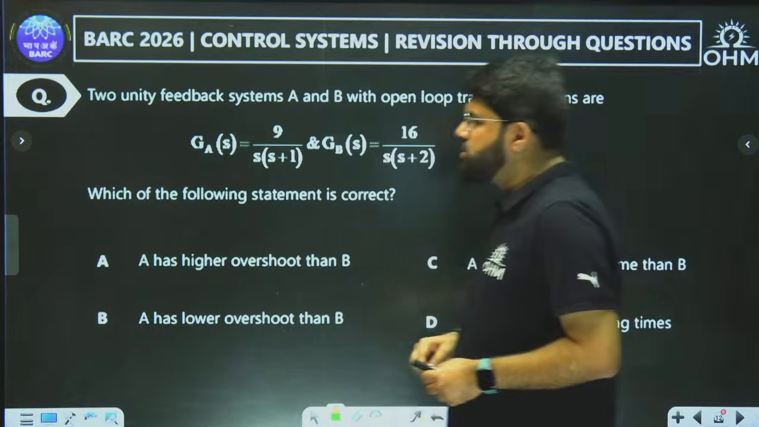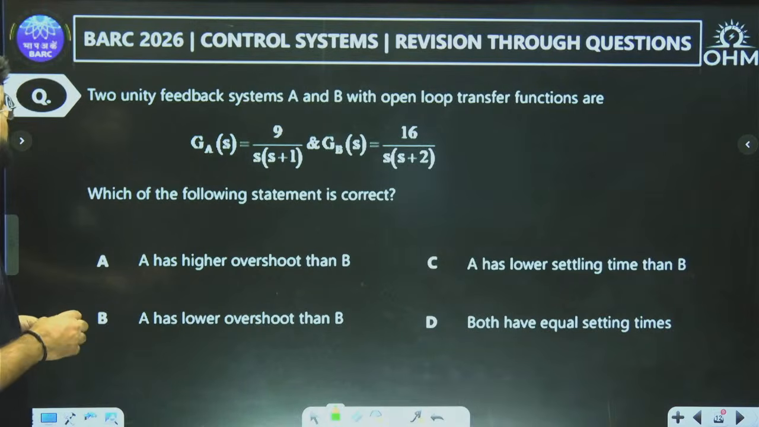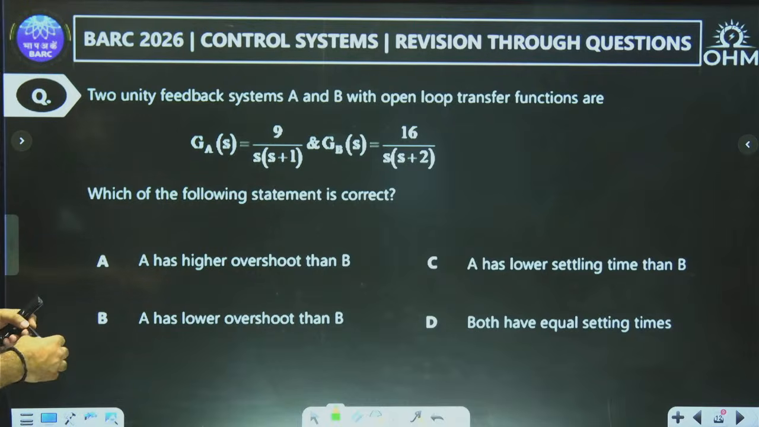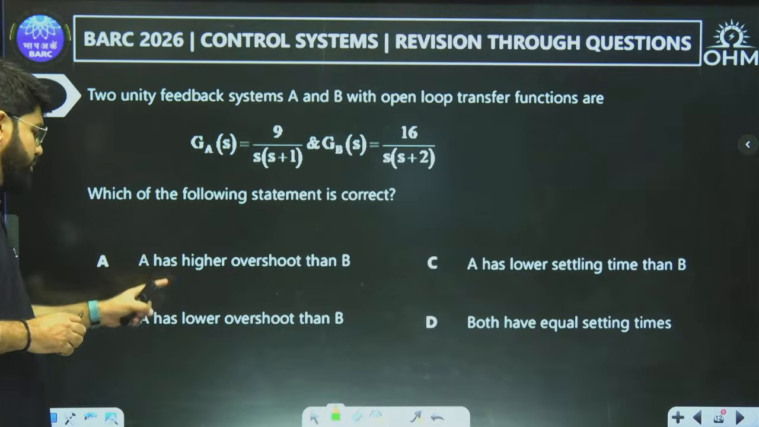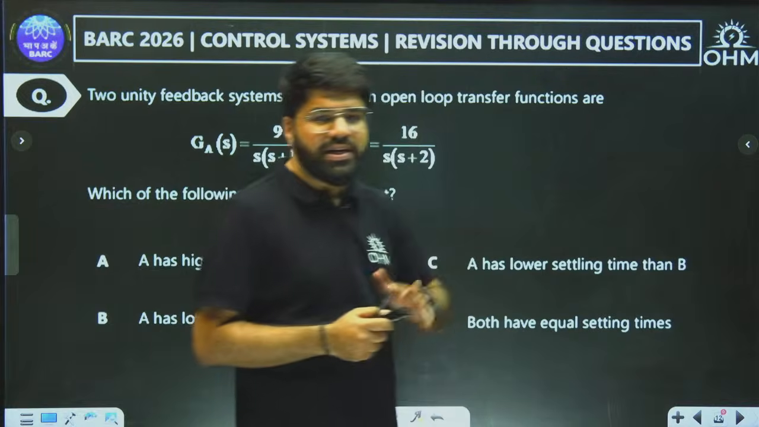Have a look into this next question. Two unity feedback systems A and B with open loop transfer functions GA and GB are given. Which of the following statements is correct? A has higher overshoot, or A has lower overshoot? A has lower settling time than B, or both have equal settling times?